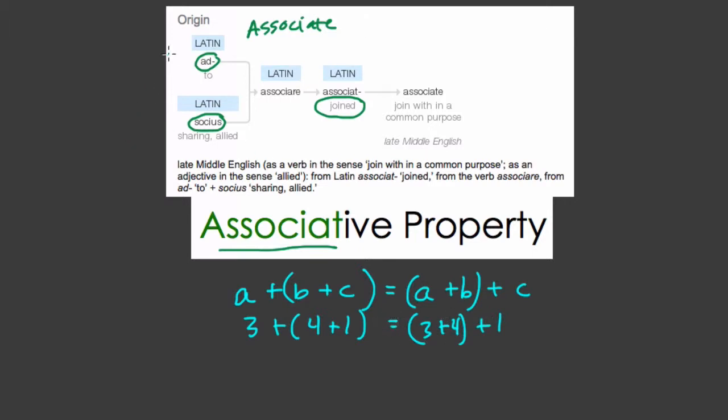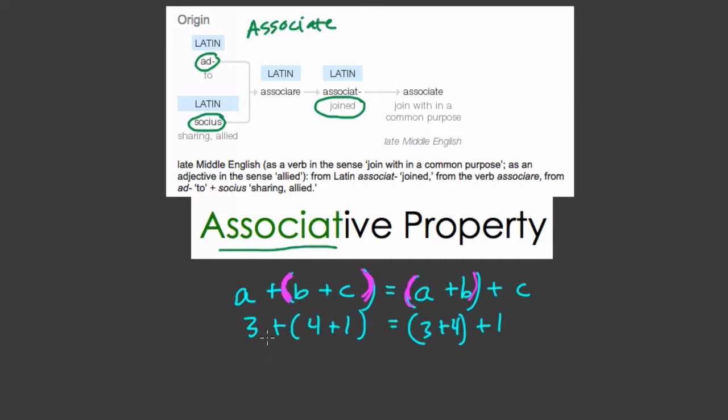And now this connects back to our origin of our word because we're associating terms differently. These parentheses tell us to associate B and C first, right? These parentheses tell us to associate or add A plus B first. But the associative property says that we can join these terms or have them join together in any order we want and still end up with the same result in the end.